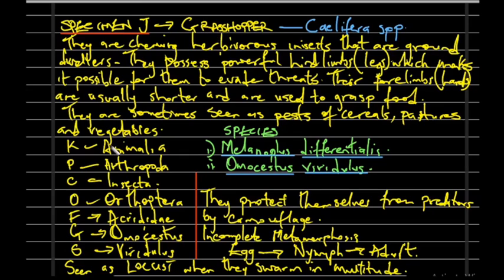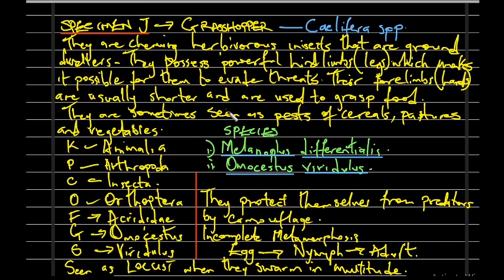Now, it has its own classification as well. It is from kingdom Animalia. The phylum is Arthropoda. Class is Insecta. The order is Orthoptera. We have the family to be Acrididae, and then the genus happens to be Homoeoxipha, and the species for this particular one is Viridulus. That is why the botanical name of this one is Homoeoxipha viridulus.